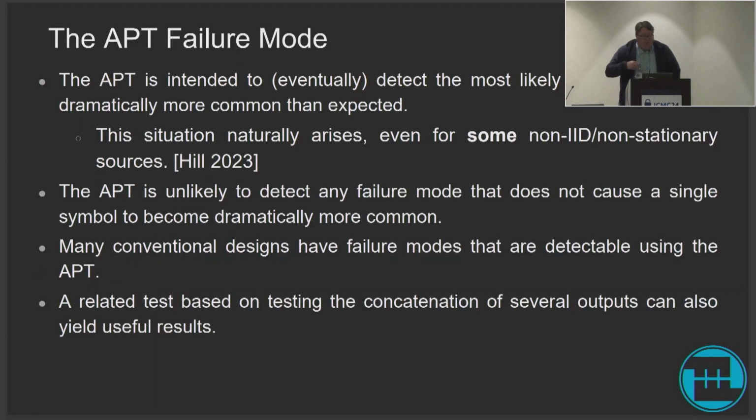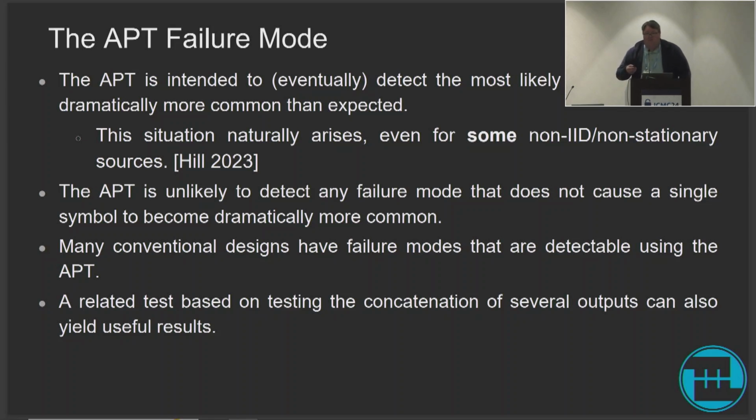Okay. So the whole point of the APT is it's intended to eventually detect the most likely symbol becoming dramatically more common than expected. Turns out that this happens even in situations where your noise source is not a stationary IID system. You still have some advantage to using the APT in a lot of situations.